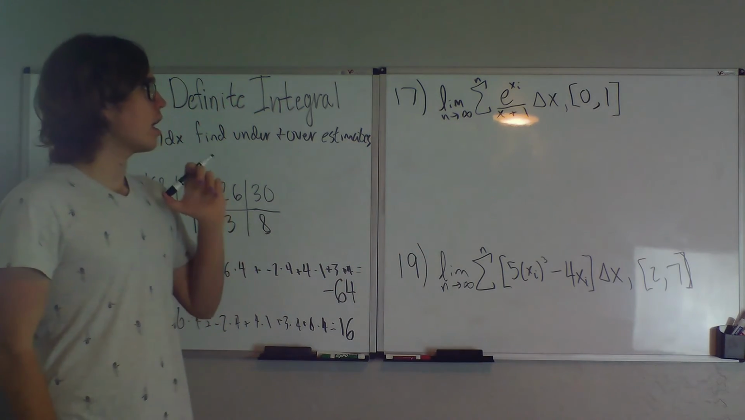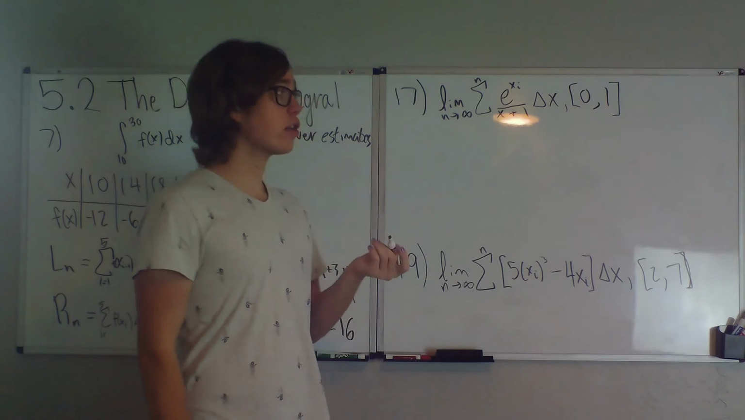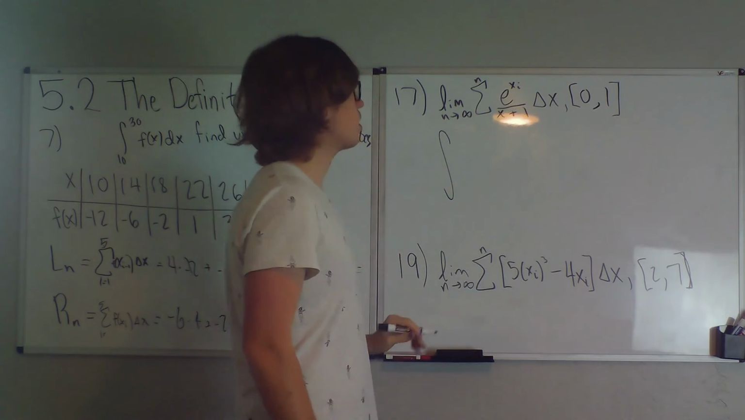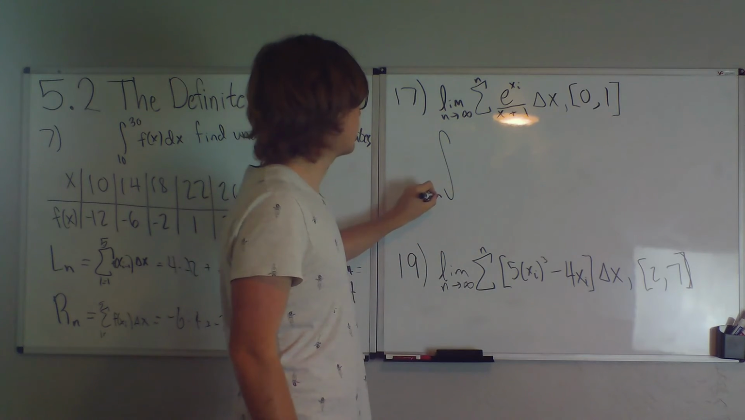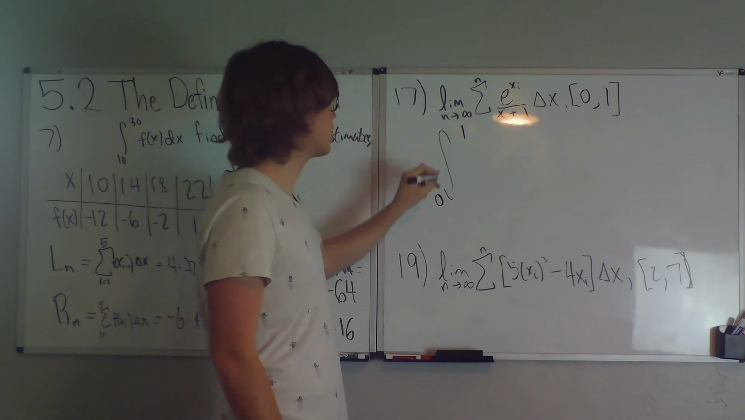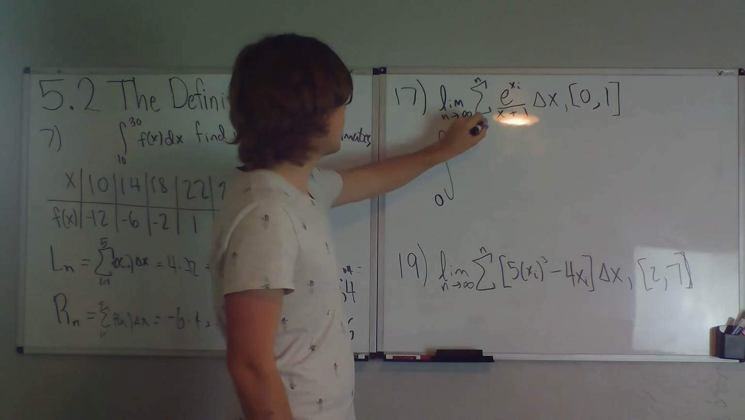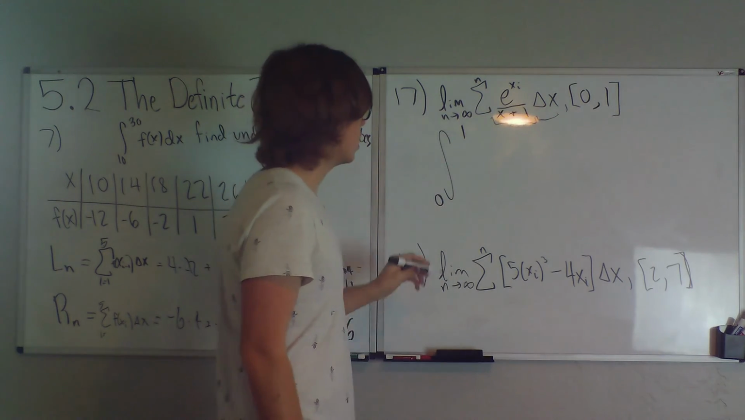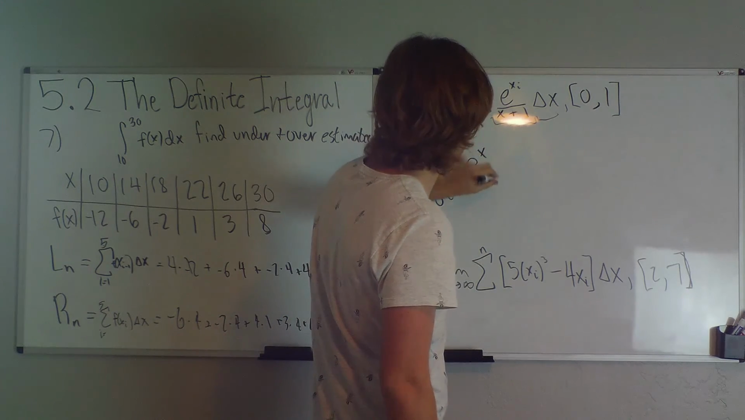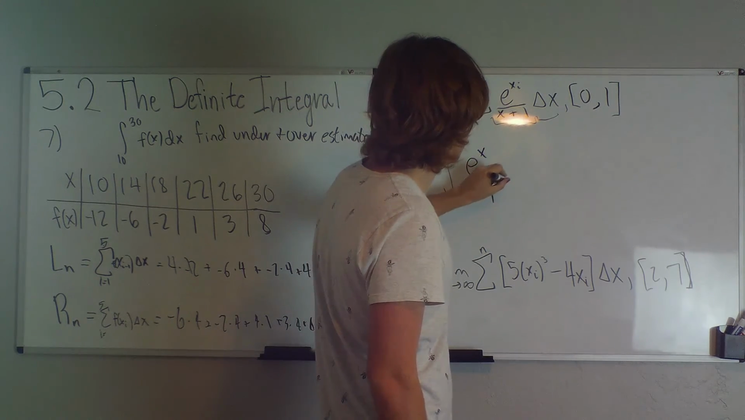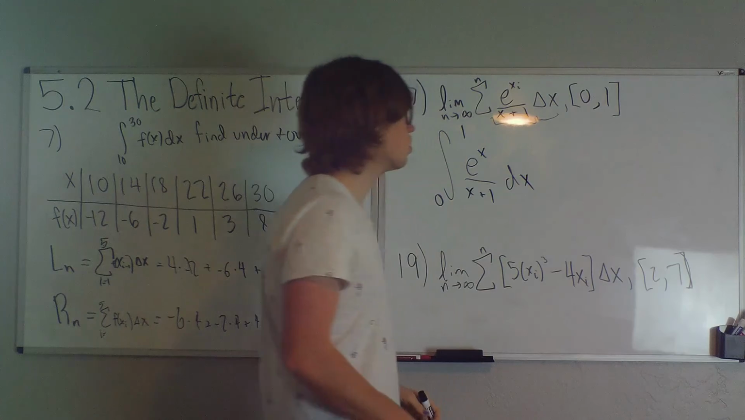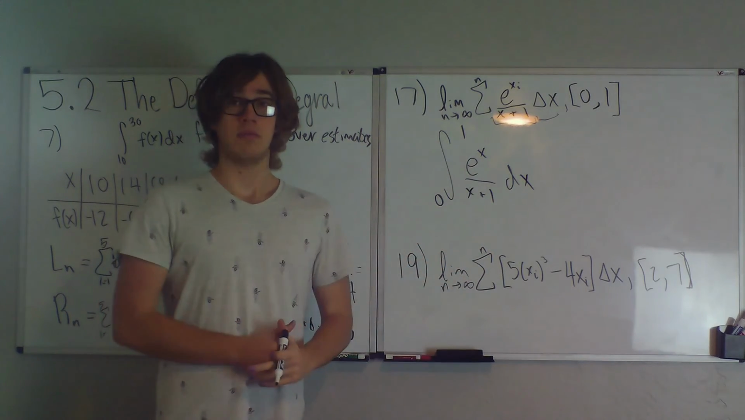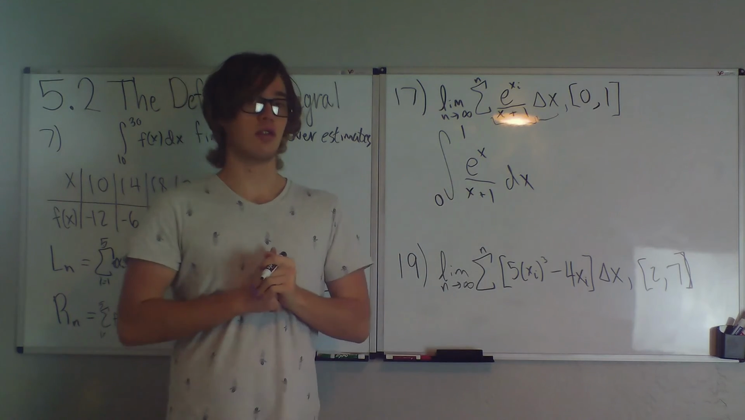What it says is it wants us to rewrite these as definite integrals. So we have to do that. First, we look at our interval bounds, 0 to 1. So we have the integral from 0 to 1 of, well, now this is our f of x, and then our delta x just turns into dx. So this is just e to the x over x plus 1 dx. Okay, cool. And we're done. We don't have to do anything more than that. We just have to write it out as an integral.